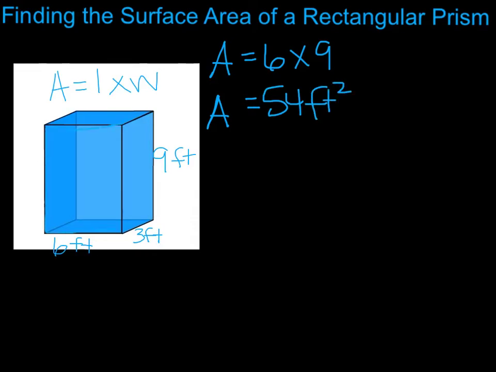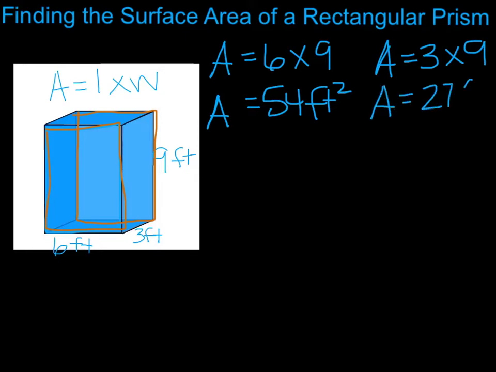That will cover this rectangle right here, and this rectangle back here, because those two are the same size. Next, I am going to find the area of these rectangles along the sides of this figure. The dimensions for these rectangles are 3 feet by 9 feet. So my formula will look like this: A equals 3 times 9. Since I know that 3 times 9 equals 27, my final answer is 27 feet squared. That covers the area of this rectangle and this rectangle.